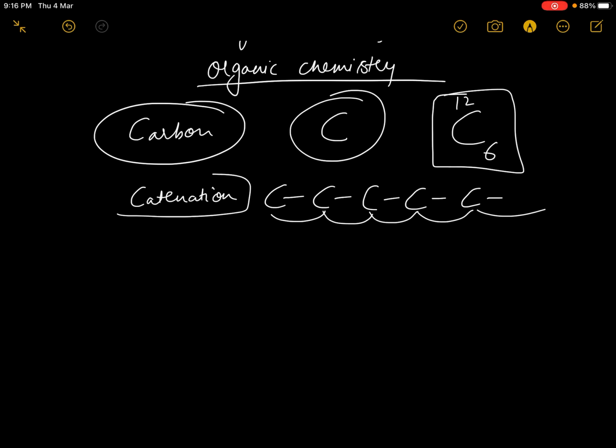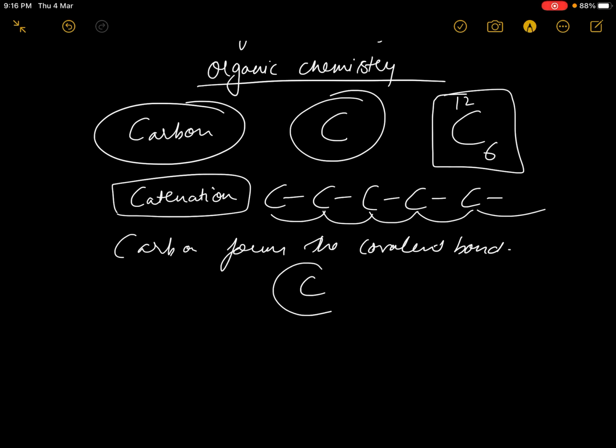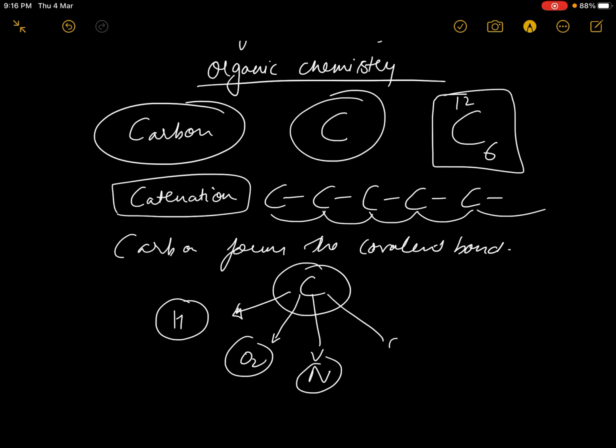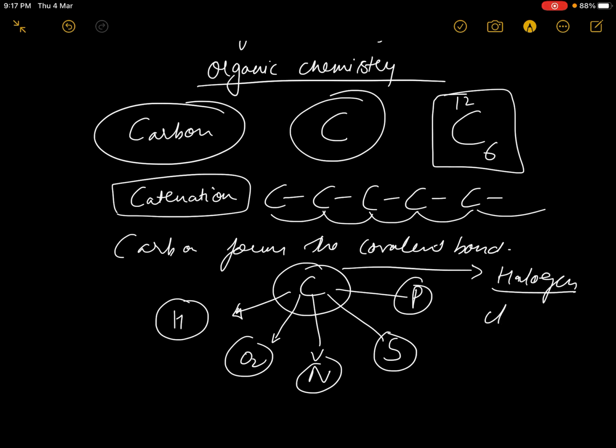This property is called the catenation property, and carbon can form covalent bonds. A covalent bond is a very strong bond, and carbon can form covalent bonds with atoms such as hydrogen, oxygen, nitrogen, sulfur, phosphorus, and the halogens such as chlorine, fluorine, bromine, and iodine.